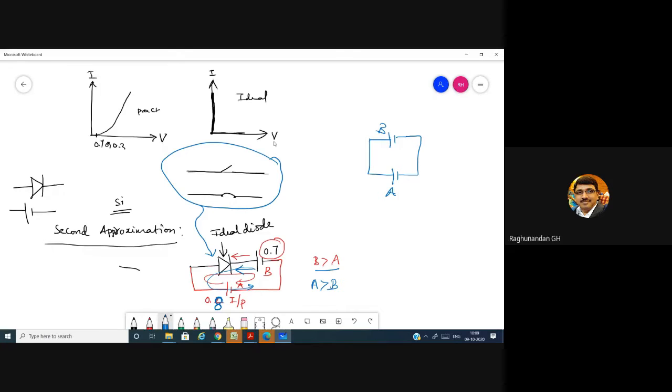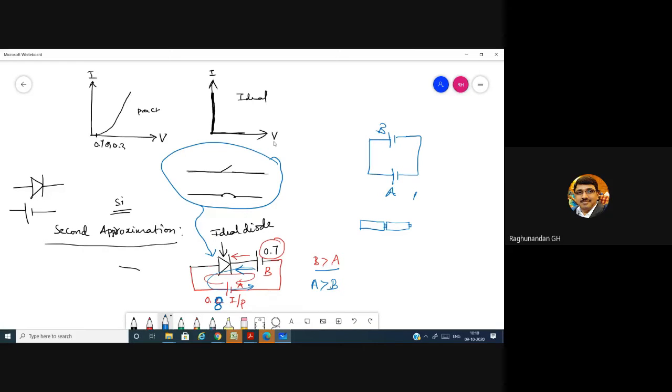Let's be fast. Added up, sir. Added up. How will you put a cell to a torch? Is this the way? So A positive to B positive, sir.